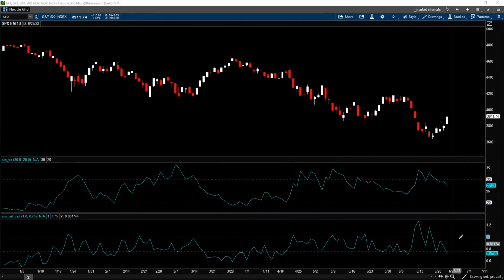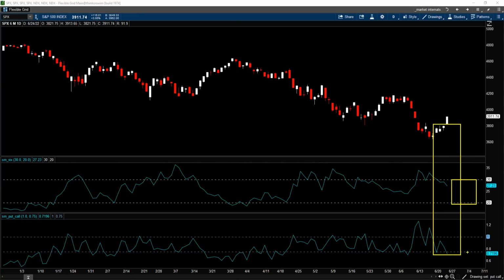Now, let's take a look at the daily sentiment chart here. Looking at the VIX here, we see that the VIX is still inside of this 20-30 zone throughout the week here. And also the put-call ratio is fluctuating inside of this 0.75 and 1 until Friday dipped below that and closed the week at 0.7196, or 0.72 on the put-call ratio.